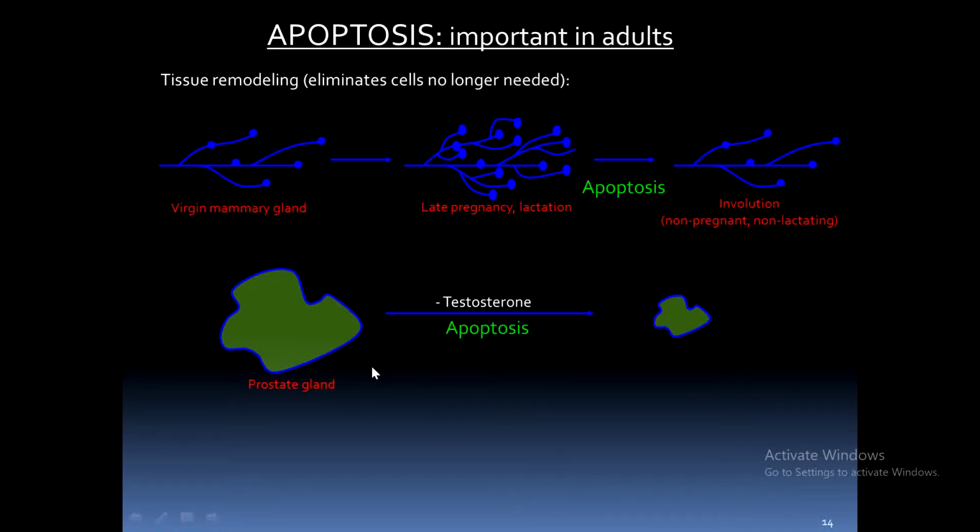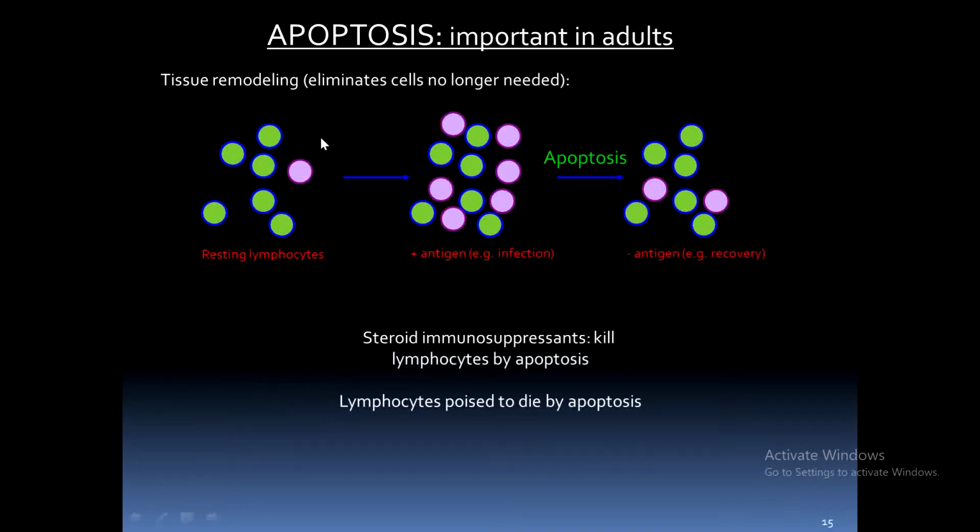Then the second most important example is BPH, benign prostatic hypertrophy or hyperplasia, and this can be treated with the help of testosterone blocking drugs, and these testosterone blocking drugs are going to initiate the process of apoptosis, and then there will be shrinkage of the prostate gland from its previously increased size because of the BPH.